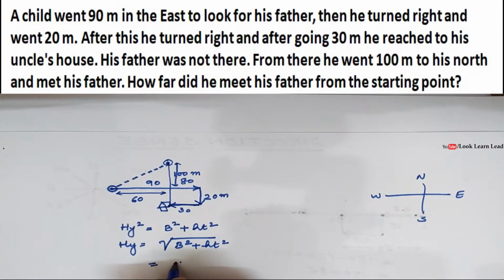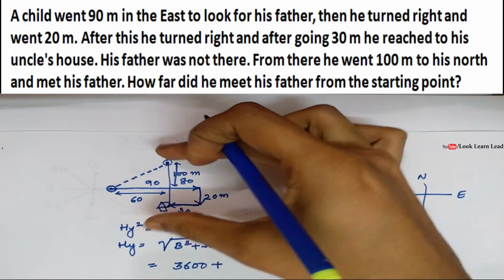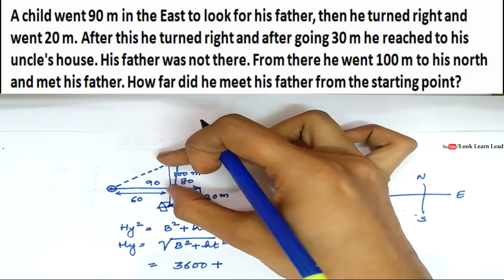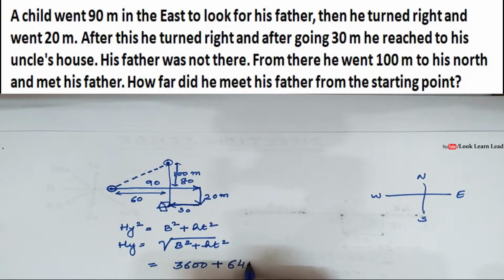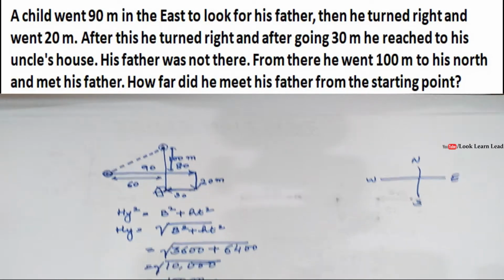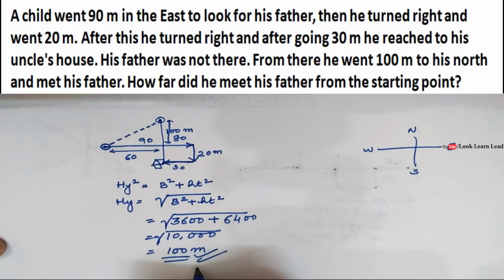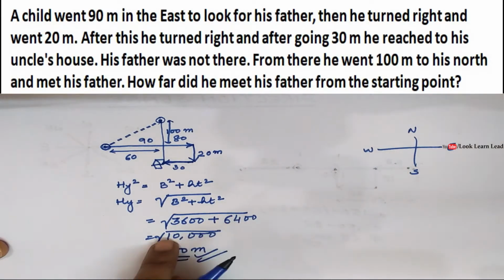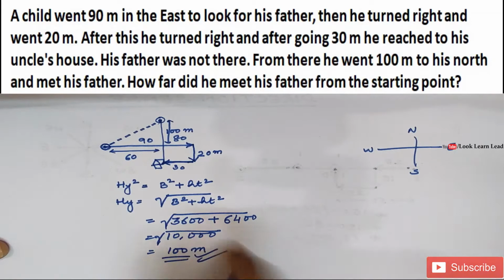So we have 60 square. 60 square is 3600 plus what is height? It was total 100. From 100 we are subtracting this 20, so 80. It is 6400. Okay, here it is 10,000. So answer is 100 meter. This is the answer. Okay, see, every question would be like this only. It was 3600, 6400. Okay, total was 10,000 and 100 meter is the answer.